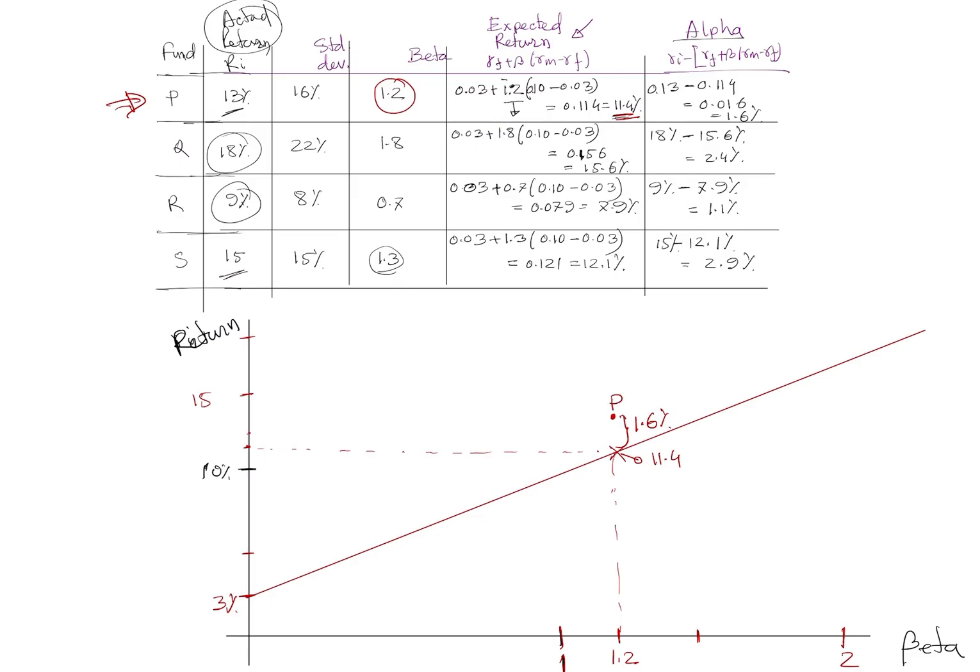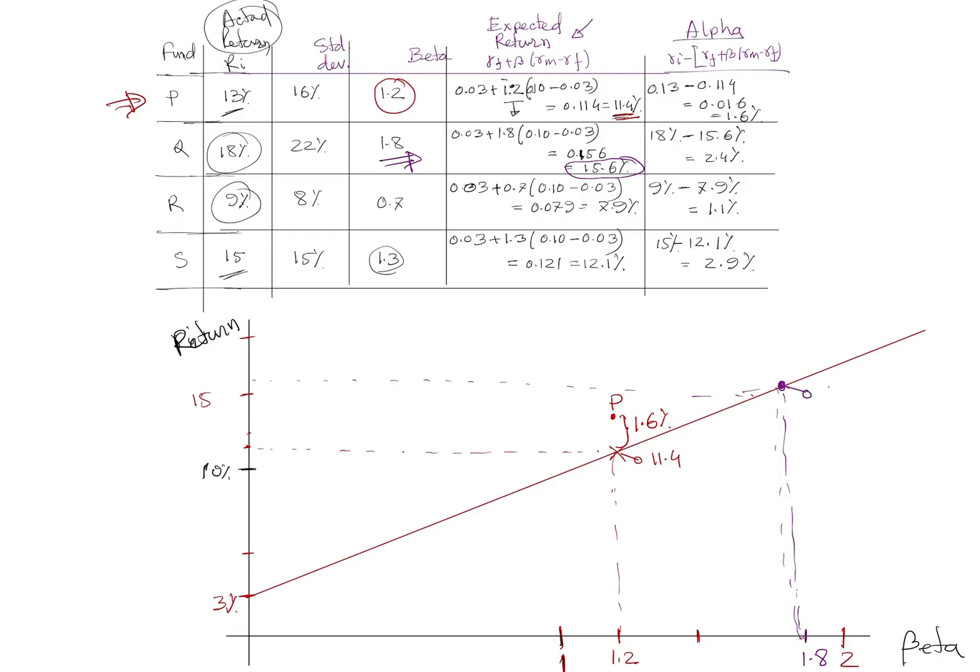Now let's look into Q. So the beta of Q is 1.8, so very close to here, 1.8. And when we have the beta of 1.8, our expected return is 15.6%. So 15.6, let's say somewhere in here, right? So let's say somewhere in here.